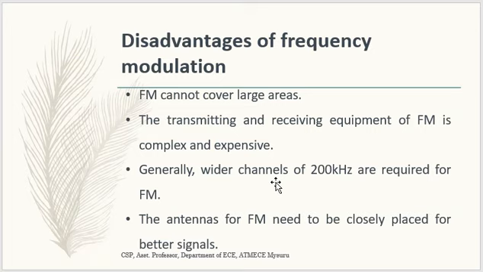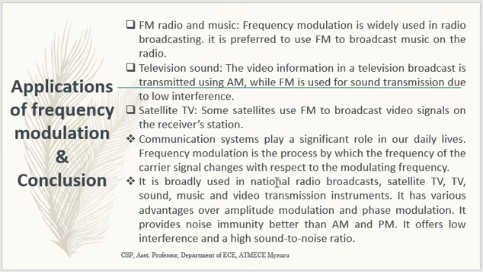So what are the disadvantages? The FM cannot cover a large area. The transmitting and receiving equipment of the FM is complex and expensive. Generally, wider channels of 200 kHz are required for an FM. The antenna for FM needs to be closely placed for a better signal. And the applications of frequency modulation and its conclusions are as follows.